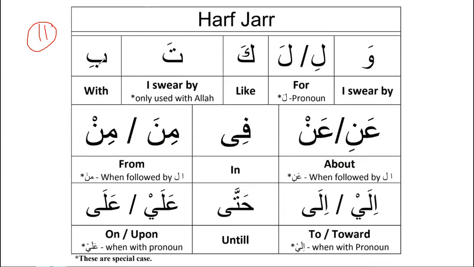So the words are ba, ta, kaf, lam, waw, min, fi, an, ala, hatta, ila. Okay? So what are those? Ba, ta, kaf, lam, waw, min, fi, an, ala, hatta, ila. So you have to memorize them by heart with the meaning.